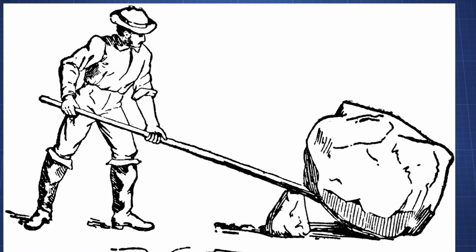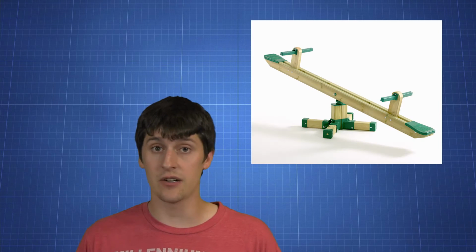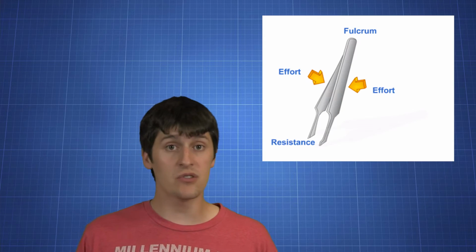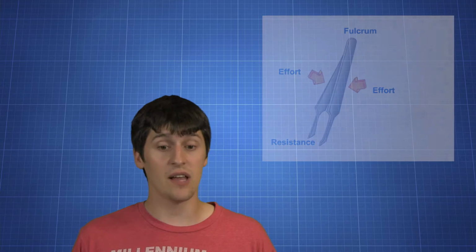A lever can be used to pivot something. We've all seen levers before. You've probably been on a seesaw or a teeter-totter. You've probably used scissors. You've probably cut your fingernails. Or you've probably used tweezers. All of those things are levers.